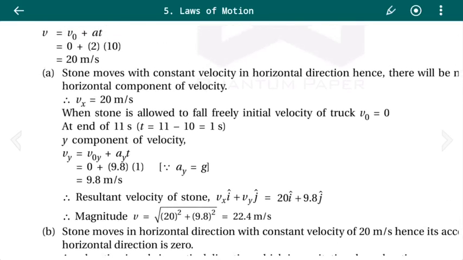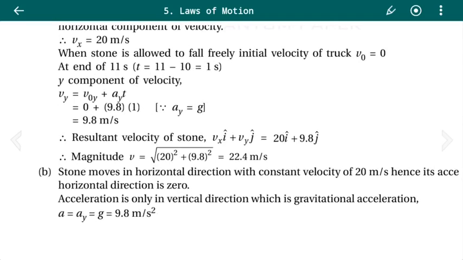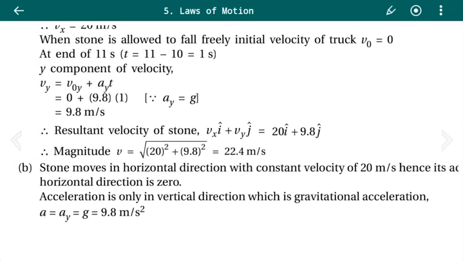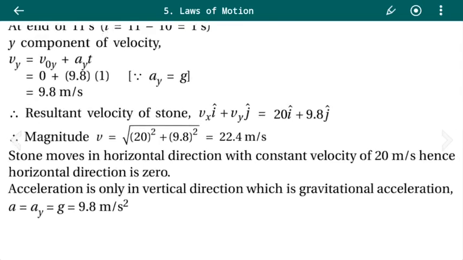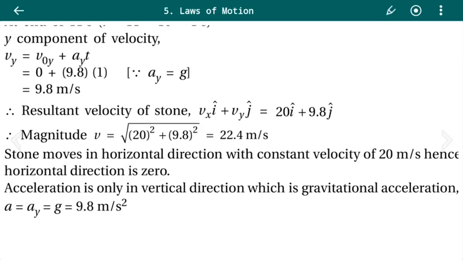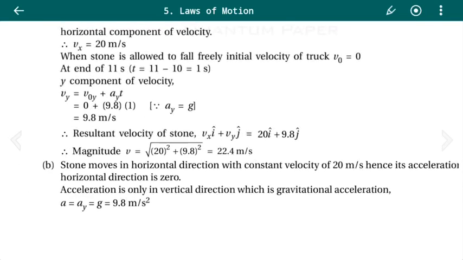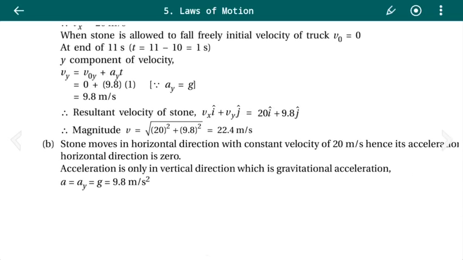Now we got the x component and the y component. So from this we can get the resultant velocity of the stone, that is Vx i plus Vy j equals 20i plus 9.8j. So magnitude is equal to under root of Vx square plus Vy square, that is under root of 20 square plus 9.8 whole square. When you solve this, we get 22.4 meter per second. So we got velocity as 22.4 meter per second at the end of 11 seconds.